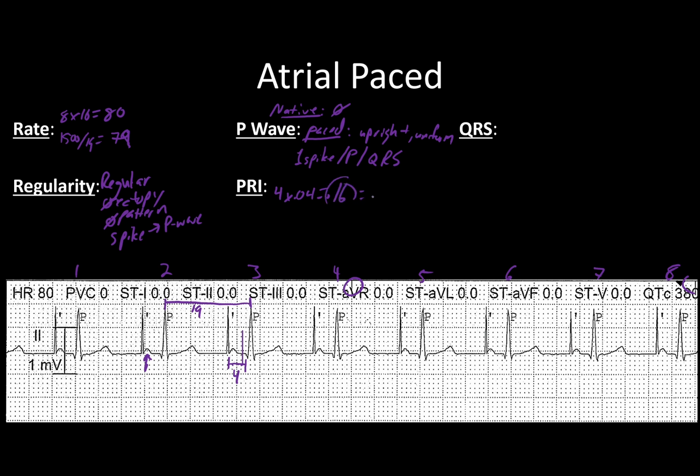0.16, and so that's normal. Then we'll take a look at the QRSs. And we only have native QRSs, right? None of these pacemaker spikes directly cause a QRS depolarization. It's all completely natural.